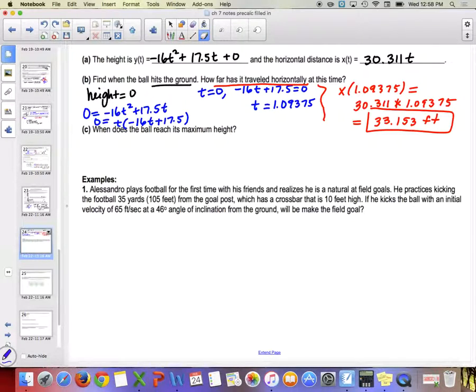So that's why we need to use parametric equations. We need to be able to talk about x components and y components, heights and distances. So when does it reach its maximum height? If it's reaching its maximum height, that means we're going to find the maximum of the height equation. Do you guys remember how to do that?